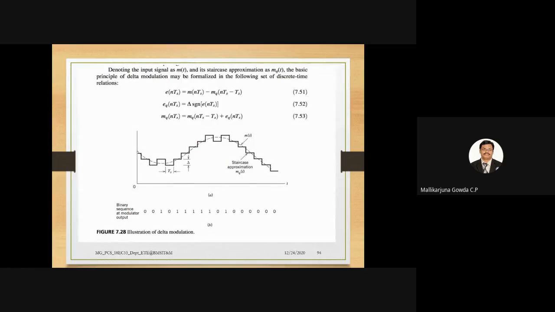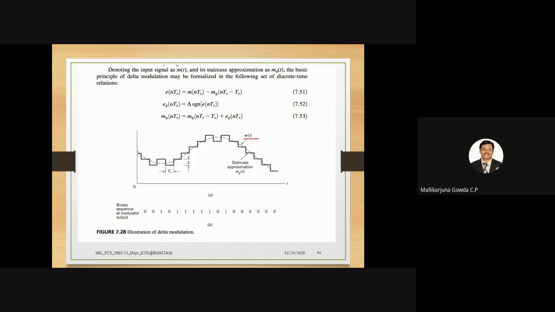So to recap what I discussed yesterday, this dashed signal is my analog signal, that is m(t), the message signal. I am going to convert that into a digital one by using delta modulation. So how do I do that? I get a staircase waveform. I will tell how I get the staircase waveform.